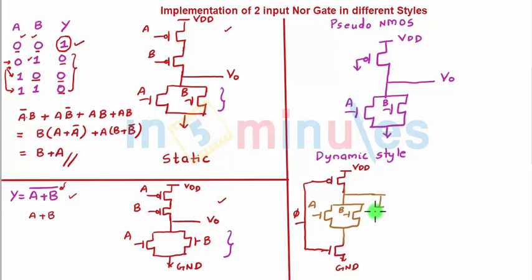So this is nothing but my static circuit. This is nothing but my dynamic circuit implemented from static style by adding a header transistor and a footer transistor. Let's quickly implement this using C-square MOS logic, or clocked CMOS logic.